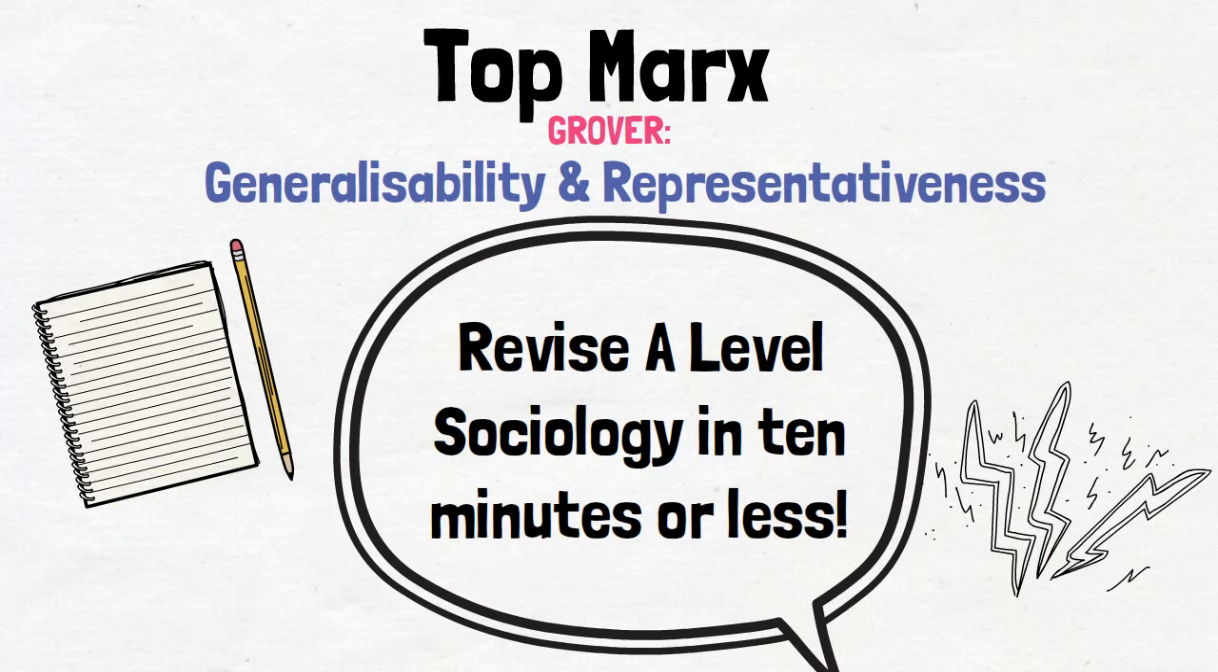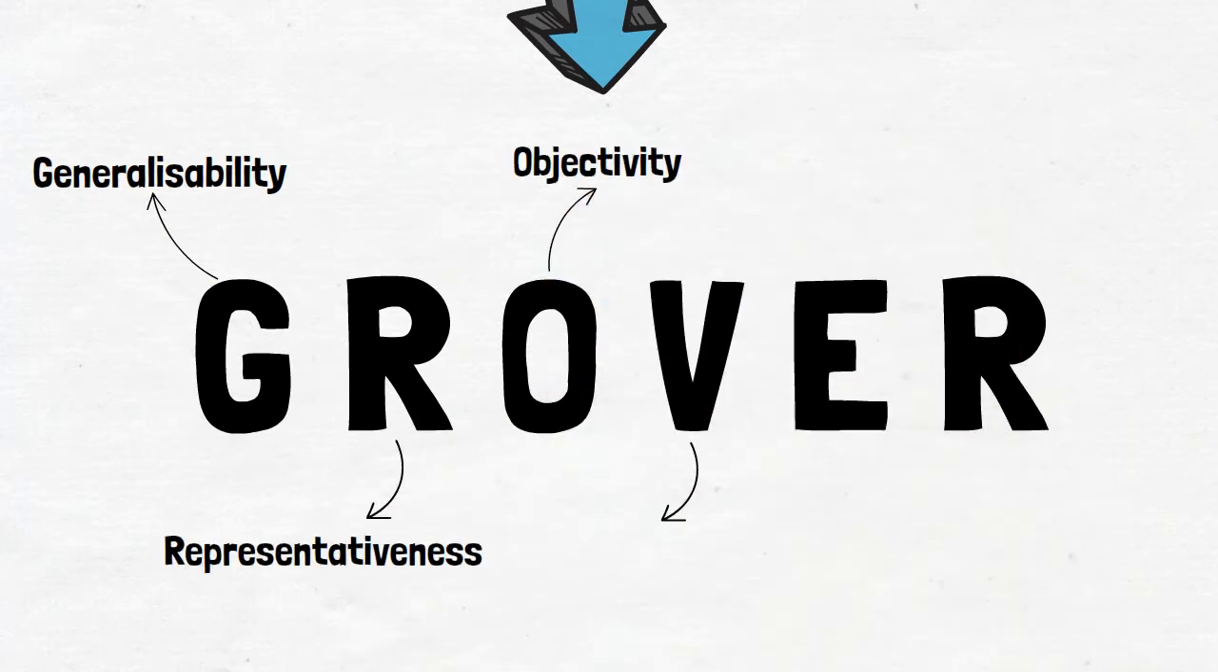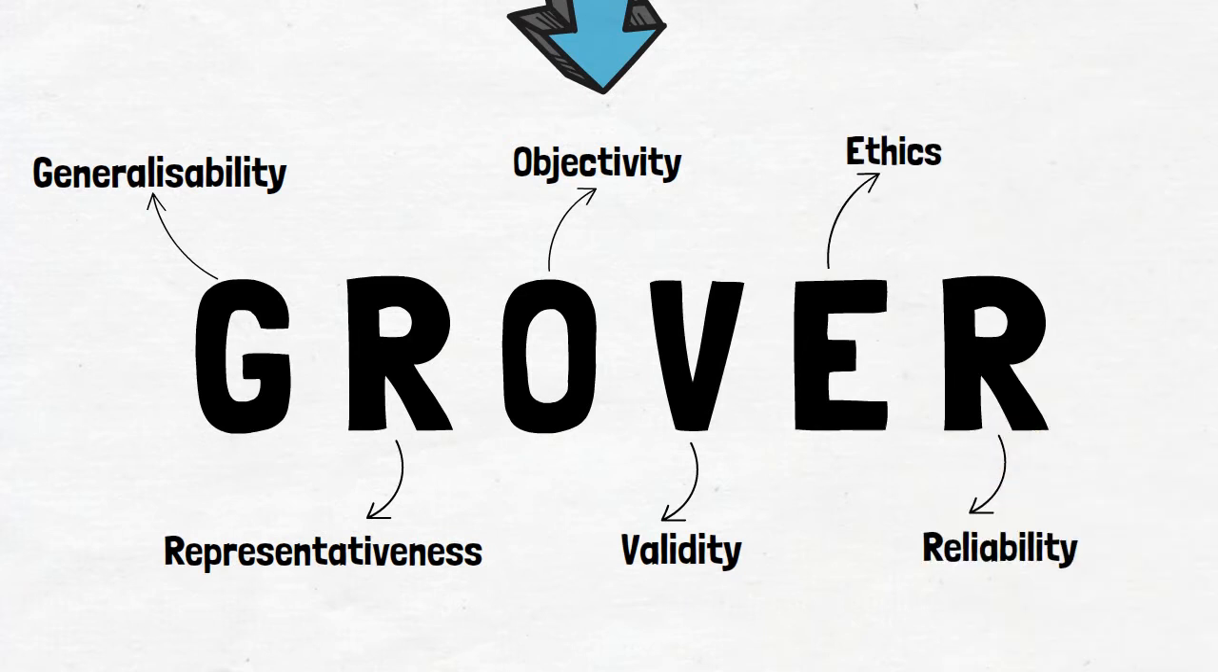Whatever works for you. To start then, Grover stands for generalisability, representativeness, objectivity, validity, ethics, and reliability. This video focuses on the first two, generalisability and representativeness, and there are two other Top Marks videos on the remaining Grover terms. There are a few key terms that are worth getting familiar with before we start.